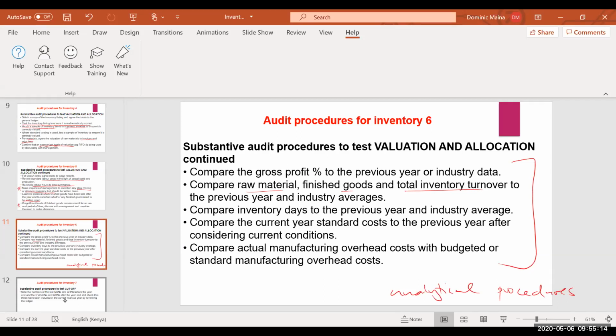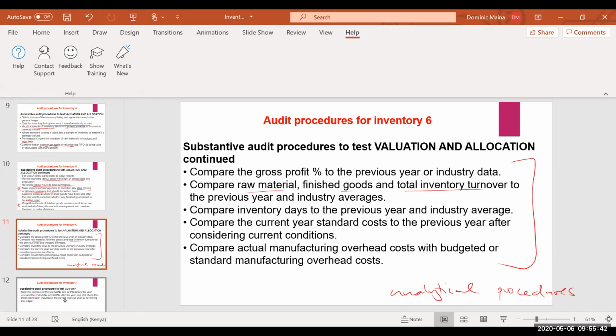You can compare inventory days to the previous year and the industry average. Why do you want to compare inventory days? Don't forget, inventory days indicate how long you take as a company from the time you purchase that inventory to the time you make a sale, so that time difference. Now if last year the days were 30, and this year they are 60, should you be concerned as an auditor?